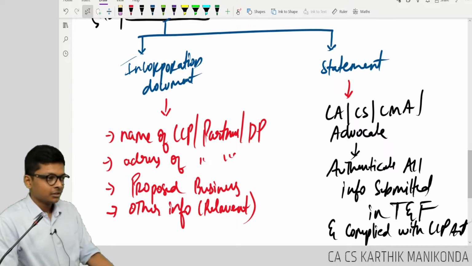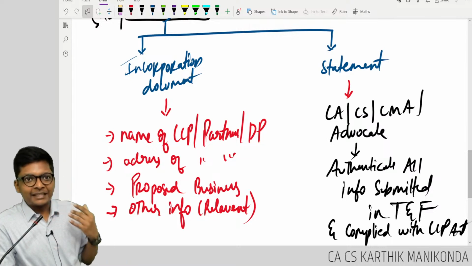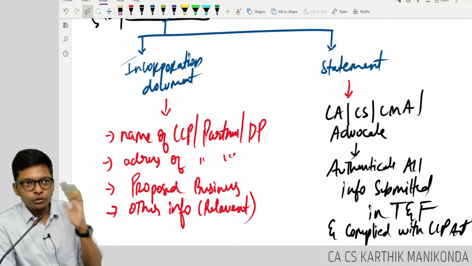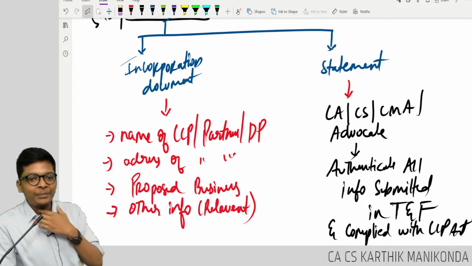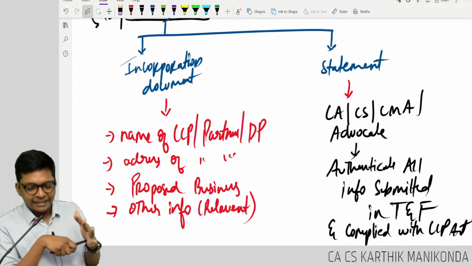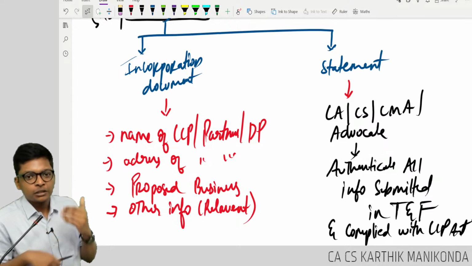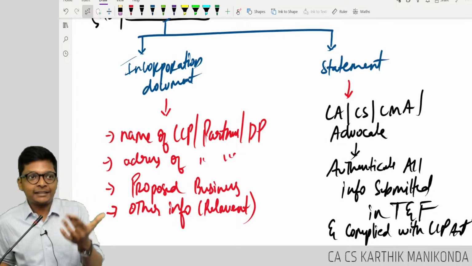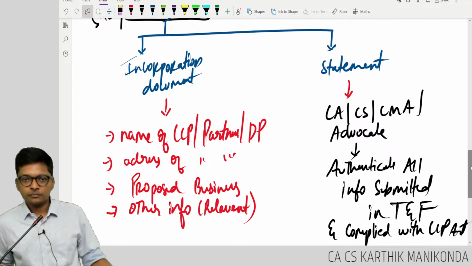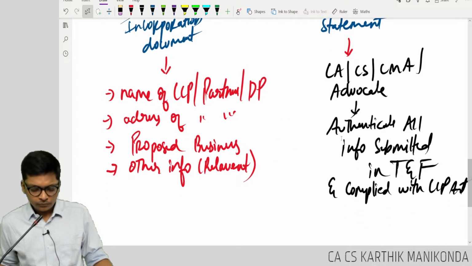That's it. The same points are there in the Companies Act procedure. If you remember, we learnt in Foundation also, and in Inter you have studied Companies Act incorporation. CA, CS, CMA, advocate should authenticate that all information is true and fair and they have complied with the Act. Which Act here? LLP Act. In Companies Act, complied with Companies Act. That's it. Are you following, guys?